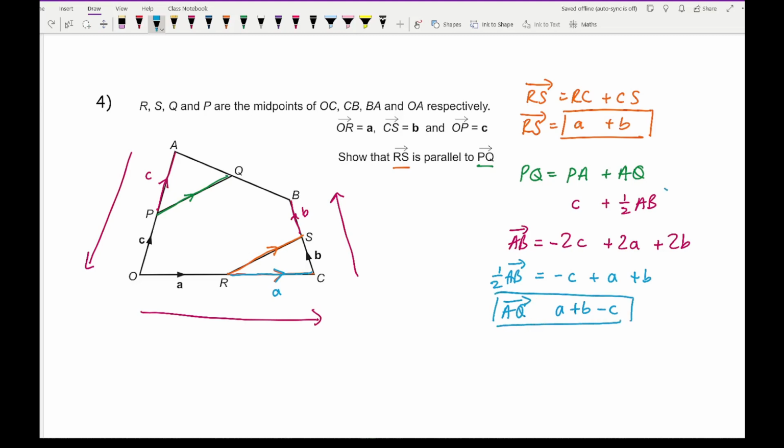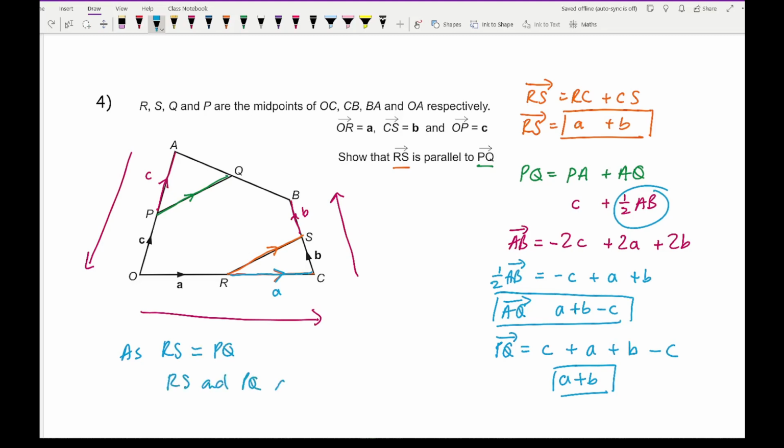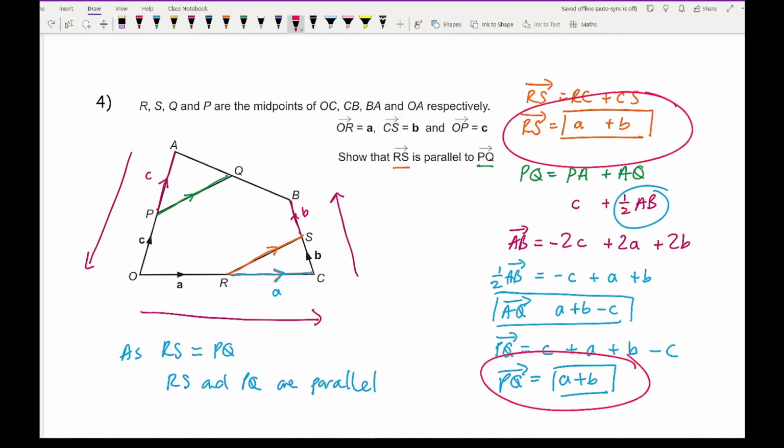So then if I swap this for this, what I've got is that P to Q is going to be equal to C plus A plus B minus C. And if I simplify all of this, I'm left with A plus B. So here, as RS equals PQ, RS and PQ are parallel, because as you can see, this here is the same as that there.